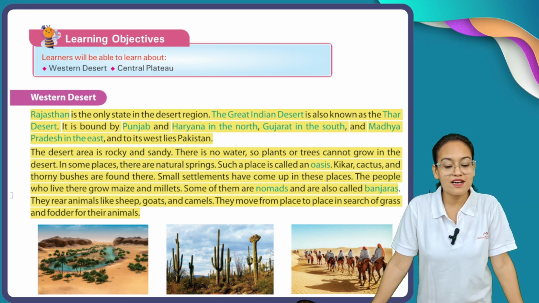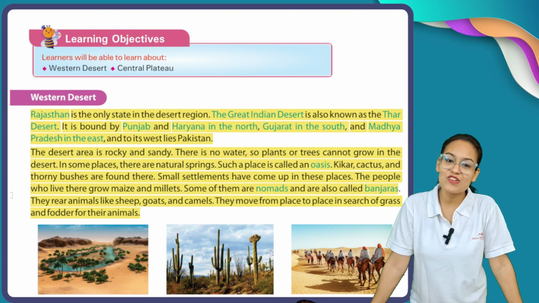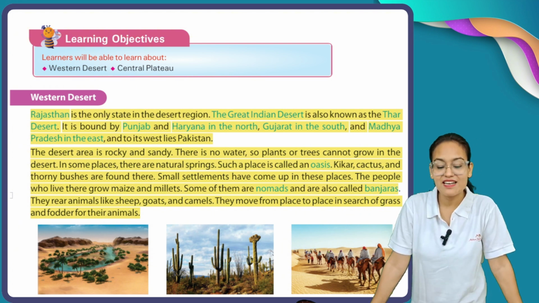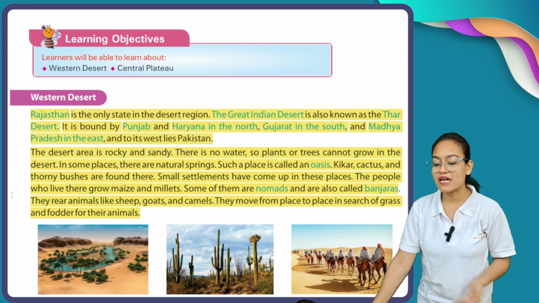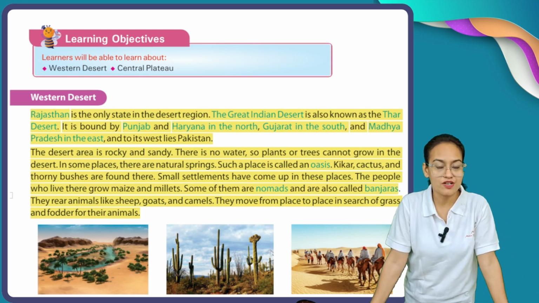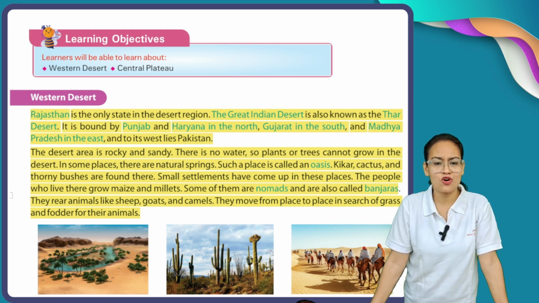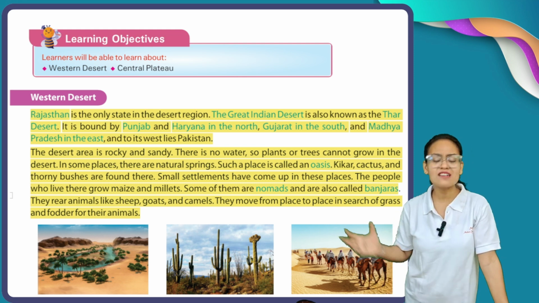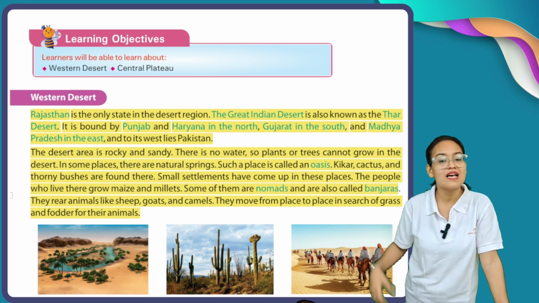The desert area is rocky and sandy. As I already told you, the desert area is rocky and sandy. There is no water, so plants or trees cannot grow in the desert. There is a lot of scarcity of water. That's why plants and trees usually don't grow in those areas.